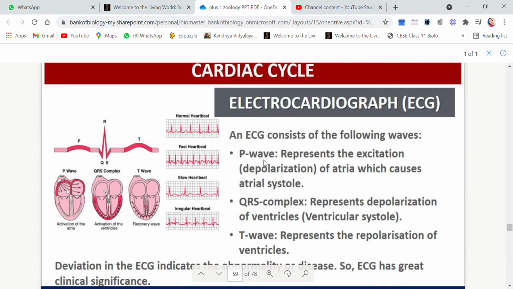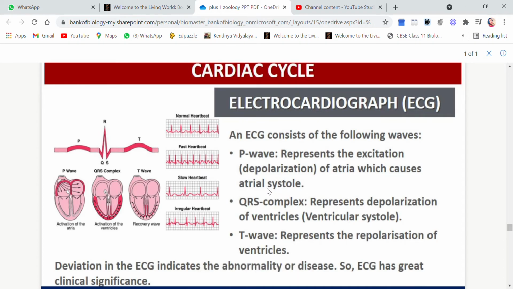P wave, as you see, this is the P wave. The P wave represents the excitation or depolarization of the atria, which causes atrial systole. Now, if you remember, the heartbeat always starts from joint diastole.